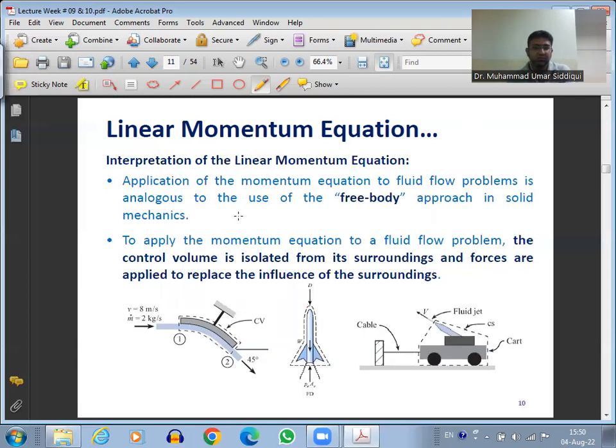Interpretation of the linear momentum equation. Application of the momentum equation to fluid flow problems is analogous to the use of the free body approach in solid mechanics. This is something that you have gone through in solid mechanics, where you draw the free body diagram. So we draw the free body diagram by separating our interest from the rest of the surroundings, and mentioning just the forces.